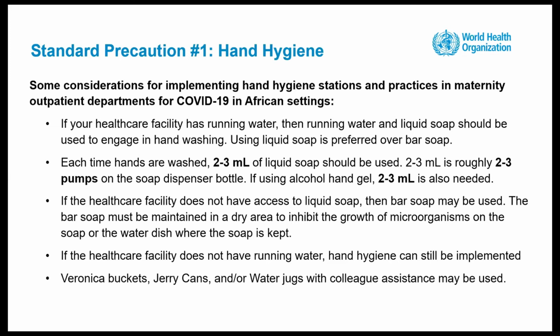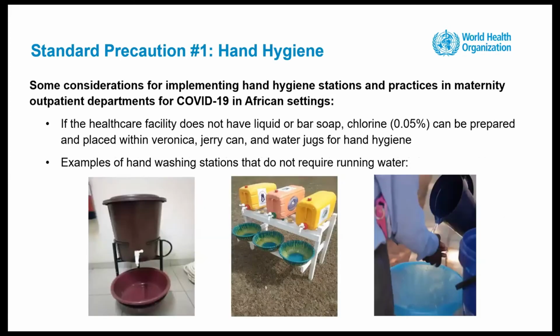If your healthcare facility doesn't have running water, we can also implement hand hygiene, of course. I know all of you are familiar with Veronica buckets, jerry cans, water jugs, all of the different creative ways here within our region that we can engage in hand hygiene. Absolutely, if your healthcare facility does not have running water or bar soap, the last resort is to use chlorine solutions of 0.05%, which can be prepared and placed within a Veronica bucket, a jerry can, or a water jug.